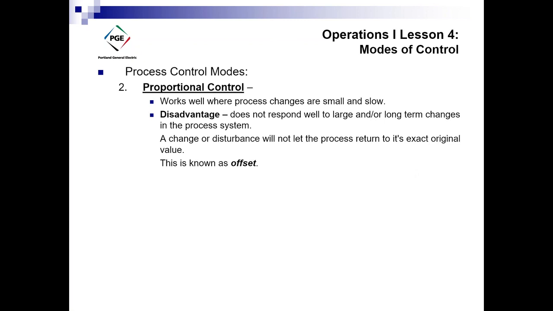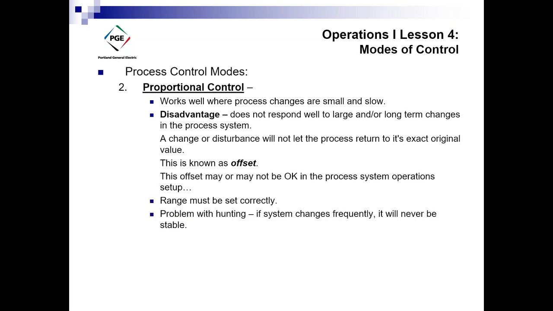So with a proportional controller the offset can change. It can maintain a higher level, a lower level, it all depends. And you don't want that in a lot of systems. The offset may or may not be okay in the process system operations setup. And I talked about this before, the range must be correctly set so that the upper and lower limits maintain the system properly.